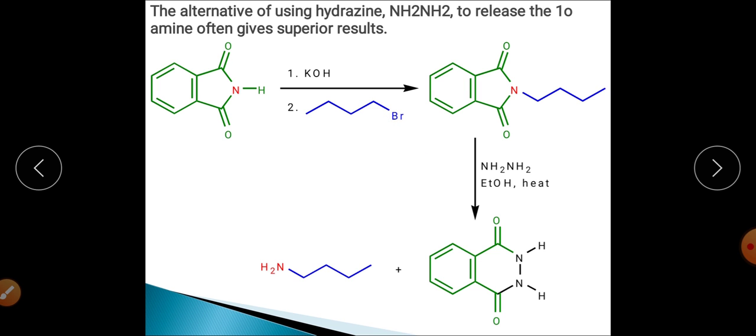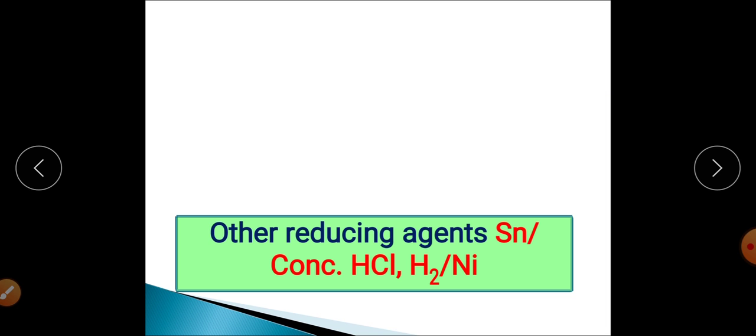Basically an SN2 reaction will happen at this step and it will get converted into alkyl phthalimide, which on reaction with hydrazine will get converted into the amine, which we obtained by this reaction, and this is the phthalhydrazide which we obtained by using this reaction. So this reaction is considered a better reaction in comparison to the simple hydrolysis of this particular alkyl phthalimide, right? So this is all about the Gabriel phthalimide reaction.